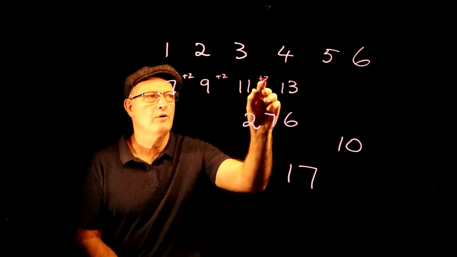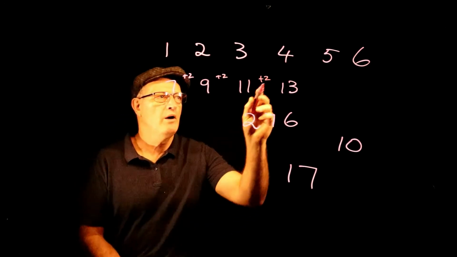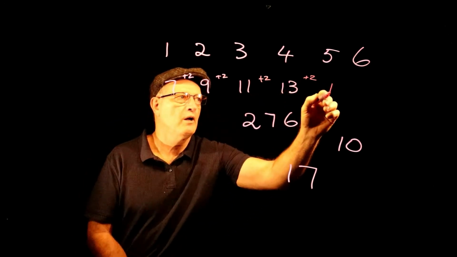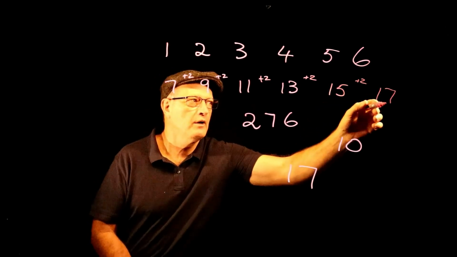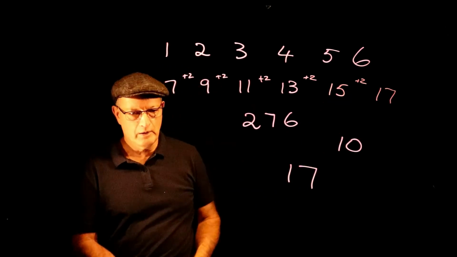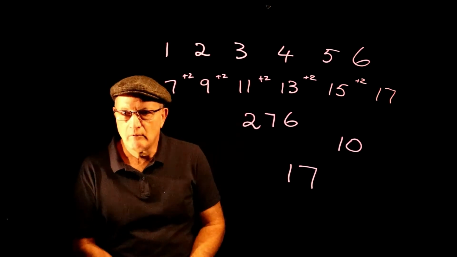And I've plussed 2 there, and I got 13. Now, if I wanted to keep that pattern going, I'd have to plus 2 there, and I'd get 15. And then I'd have to plus 2, and I'd get 17. And then I'd have to plus 2, and I'd get 19. And there is a pattern.